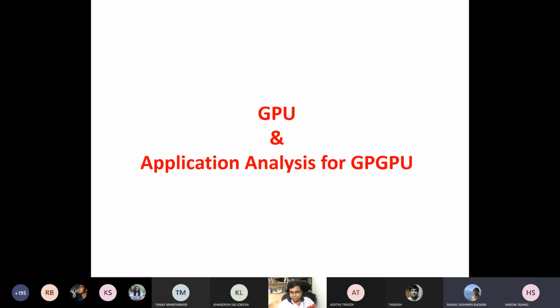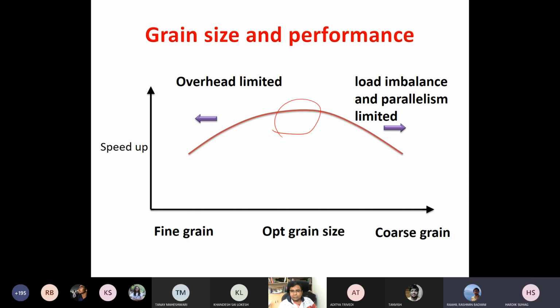Excuse me, sir. Before moving on, in the last slide, when I decrease the grain size, what exactly is the problem? Whenever you decrease the grain size, every time you need to give the work to the processors, so basically my communication cost is very high.